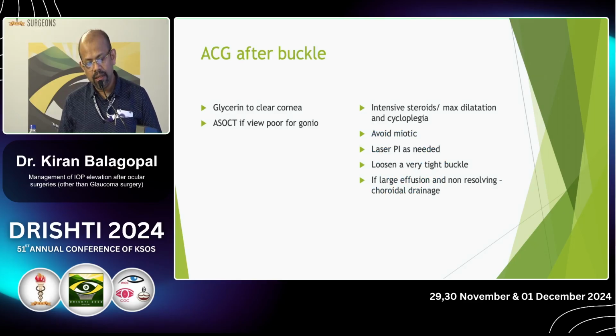So in cases of very hazy corneas, you can use glycerin to clear the cornea, and also if you have access to anterior segment OCT, you can use that to find the status of the angle. Then you have to use intensive steroids and maximum dilatation cycloplegia and laser PI if required, and loosen very tight buckles.